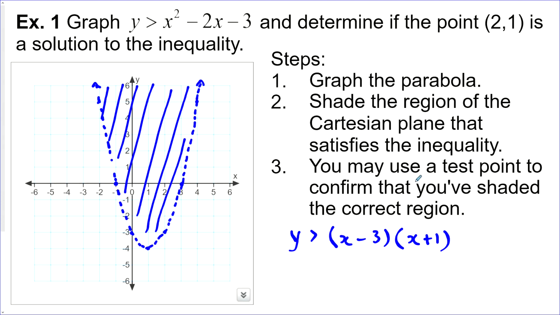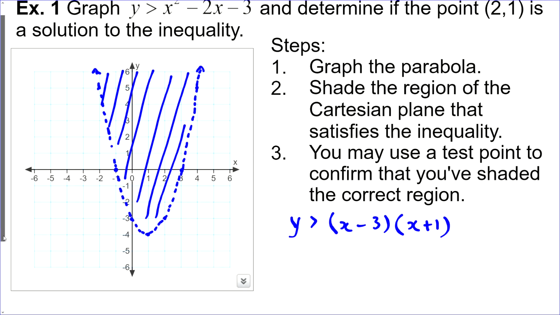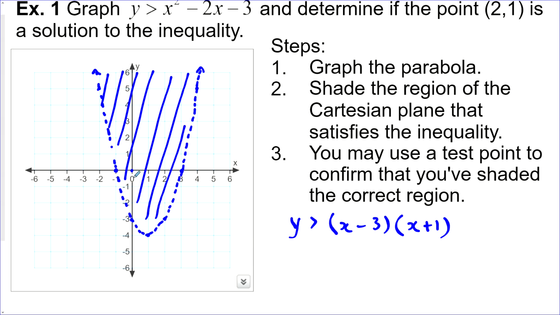And we could use a test point to confirm that we did, in fact, shade in the correct region. So it looks like (0, 0) is in our solution region. So I could put (0, 0) in here and see if it works. So 0 is greater than 0 squared minus 2 times 0 minus 3. 0 is greater than negative 3, because those two are just 0. So that's true. So we've shaded in the correct region.